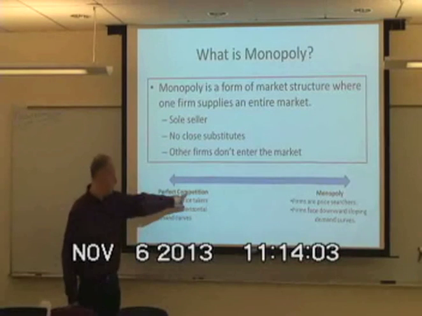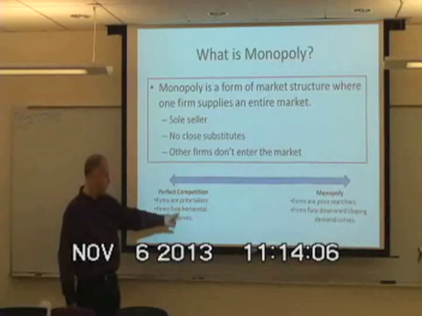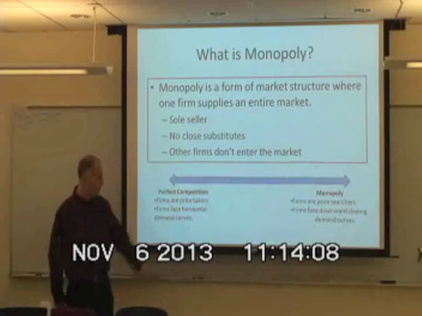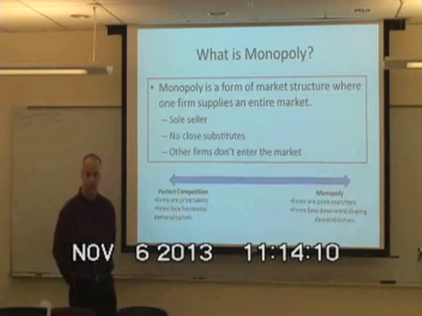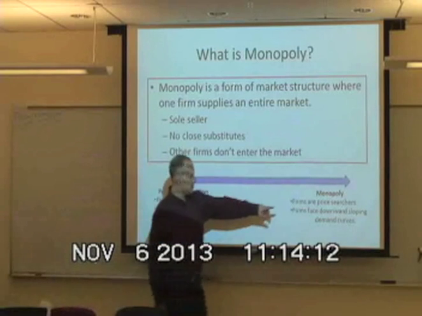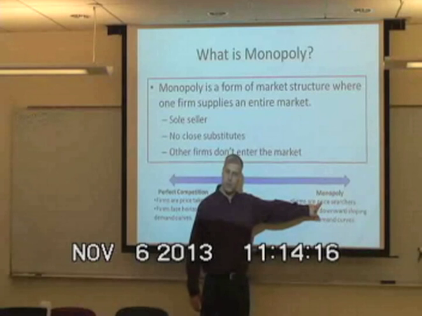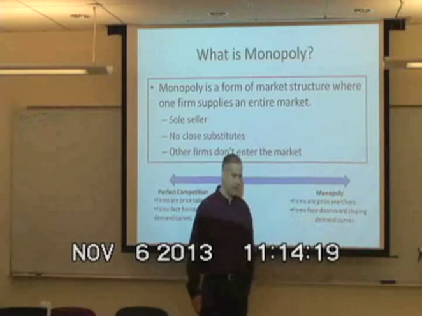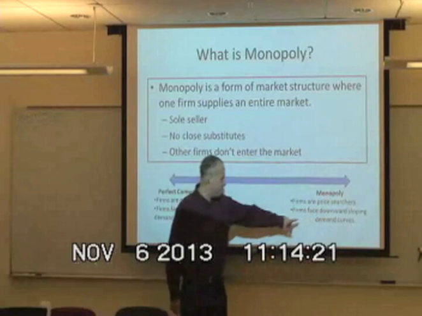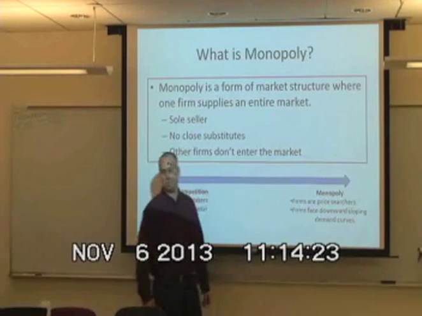It's easy to think about the market structures as lying along a continuum. At one end of the continuum you have perfectly competitive firms, which are price takers and face a perfectly elastic horizontal demand curve. At the other end of the spectrum, we have what we're going to talk about today, which is monopoly, where firms search for a price. They can raise it or lower it in response to changing conditions, and they face a downward sloping demand curve.